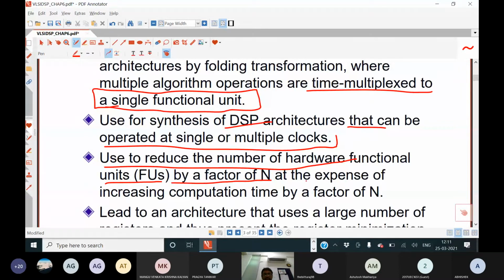Okay, at the expense of increasing the computational time by a factor of n. So there is always a trade-off. Here we are talking about area optimization. So we are optimizing area by trading off speed. With the reducing the area, the speed would suffer. For example, in a bit serial architecture. Bit serial architecture is nothing but your folding.